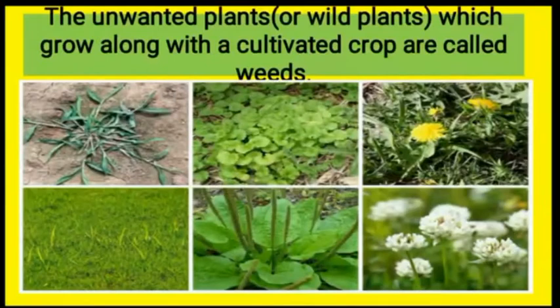When we grow a food crop in the field, in addition to the crop plants, many unwanted plants also germinate and grow in the field naturally. So, the unwanted plants which grow along with a cultivated crop are called weeds.